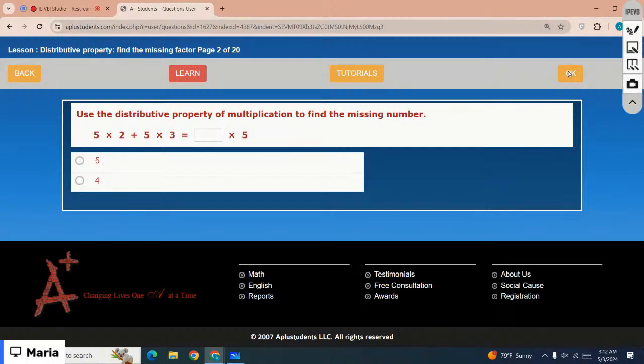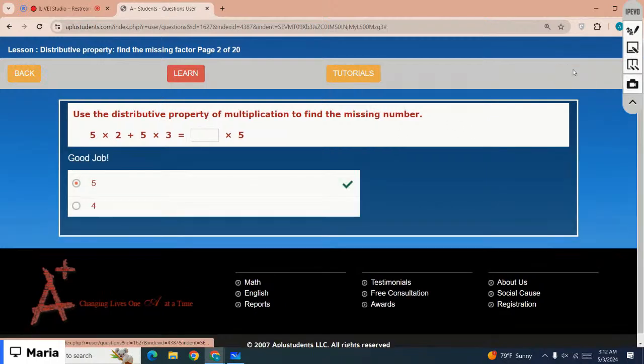Use the distributive property of multiplication to find the missing number. So which number is missing? Yes, very good. The missing number is also 5. That would be 5 times 5. The missing number is 5.